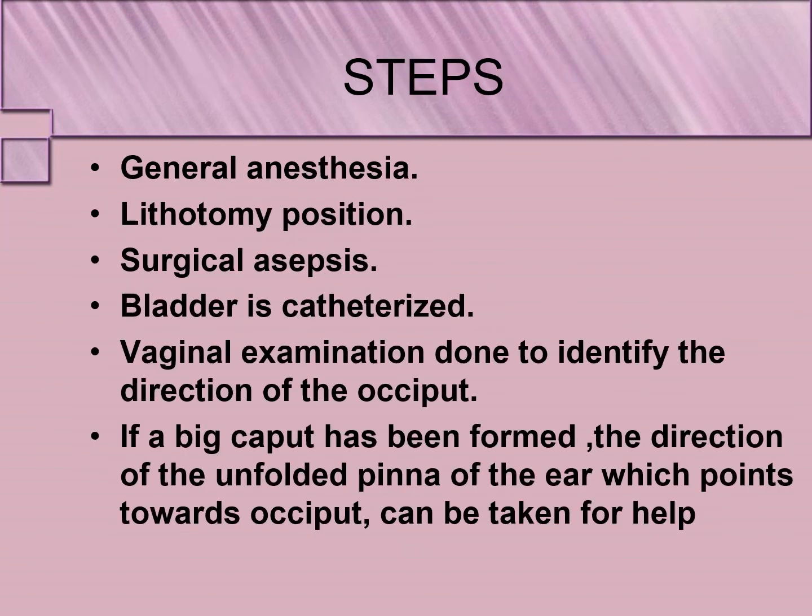In these two cases, first we are supposed to give general anesthesia, and we should maintain the lithotomy position. We should maintain strict surgical asepsis. The bladder should be emptied, and by conducting the vaginal examination, you should identify the direction of the occiput, and if caput is there, you can identify the position of the occiput by locating the unfolded pinna. That is, the unfolded pinna will be directing towards the occiput.